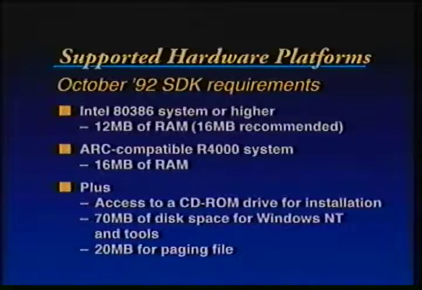Now, if you wanted to go out and order the preliminary software developers kit or the beta software developers kit, you need to recognize that this isn't going to run on just any old PC. Because of the larger size of the operating system, you're going to have to run it on at least a 386 system, preferably a 486, and a minimum of 12 megabytes of RAM. 16 megabytes are really recommended, especially if you're going to do any kind of software development work.